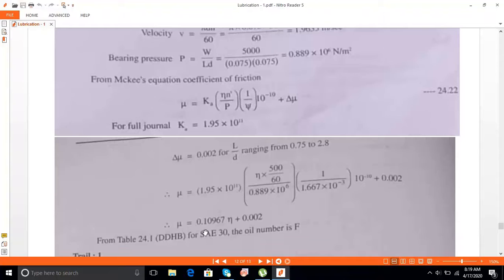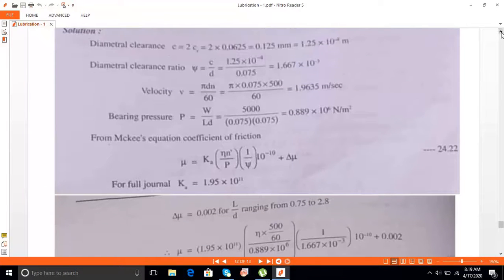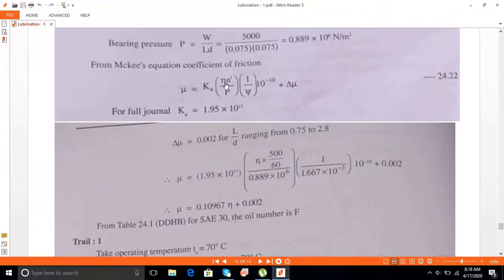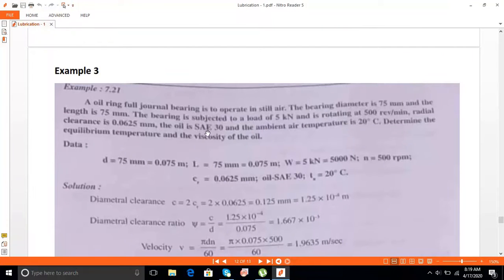Once you substitute, we are not getting a rounded value. Instead we get it as 0.10967 into psi plus 0.002. This is because we don't know the viscosity, because in the problem they have mentioned it as SAE 30 and the ambient temperature is given. Ambient temperature is 20, but we don't know the operating temperature.